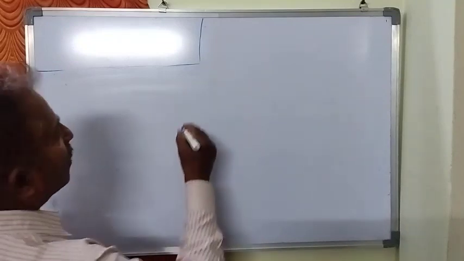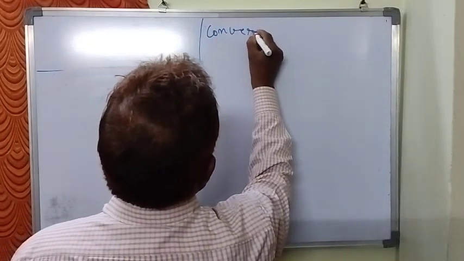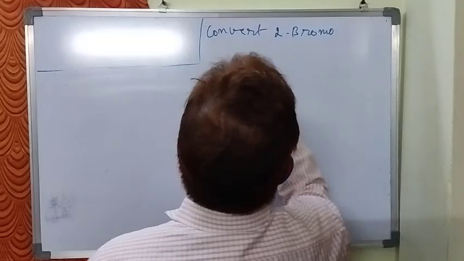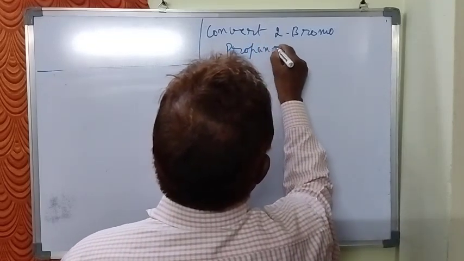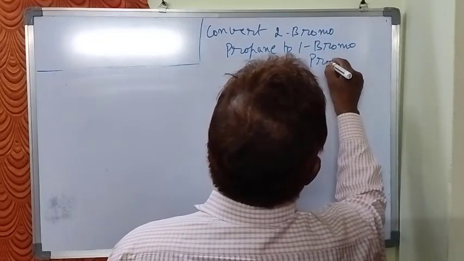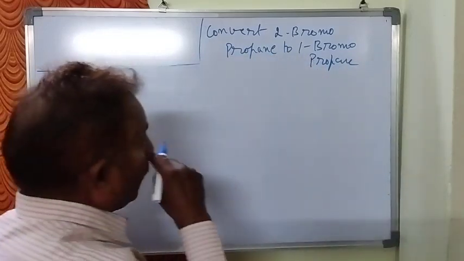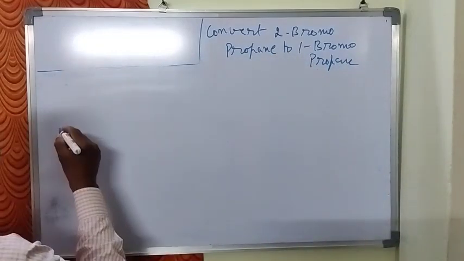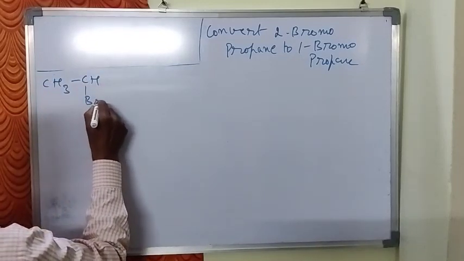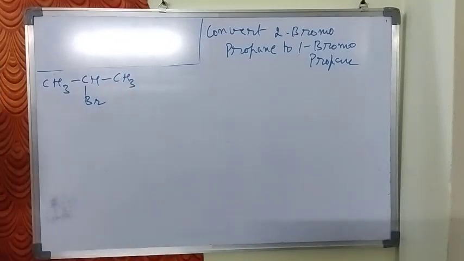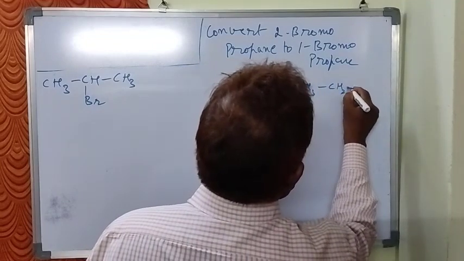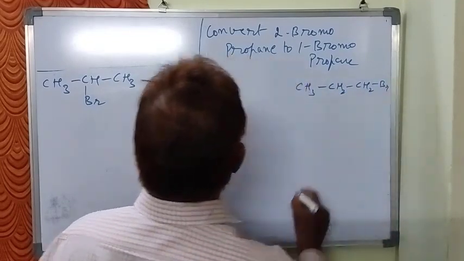Right. Now, based on this, let us do a small problem. What is the question? Convert 2-bromopropane to 1-bromopropane. Right. Now, first of all, write the reactant molecule. 2-bromopropane means this is CH3CHBrCH3. So this is the reactant molecule. What is the product? CH3CH2CH2Br. This is 1-bromopropane.